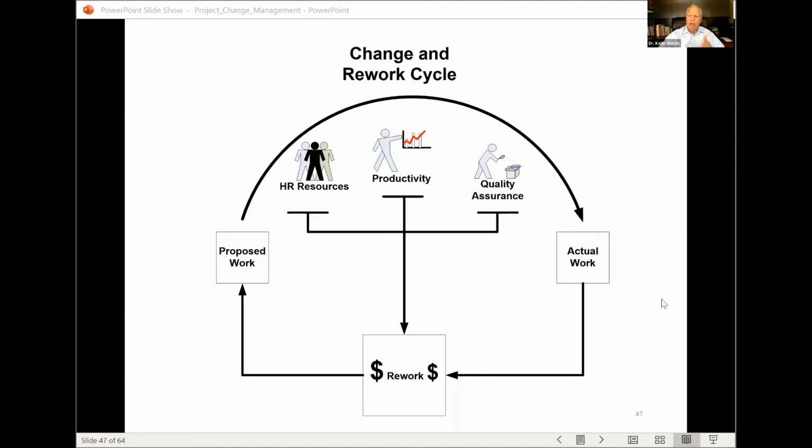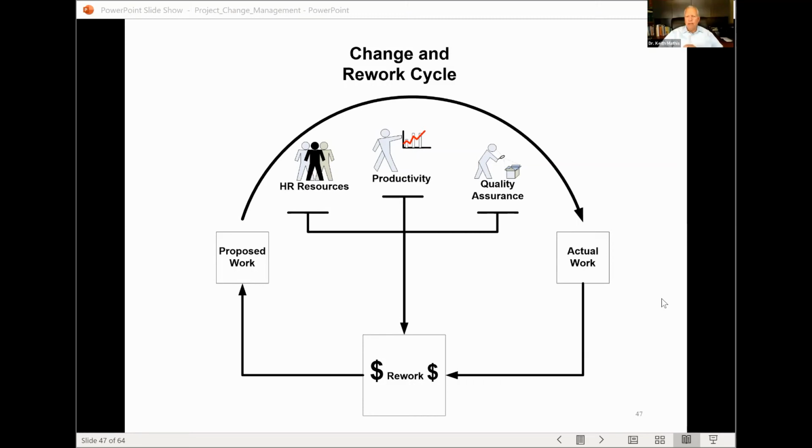With some of the rework that might have to happen, in the change and rework cycle, you're looking at the resources, the productivity, the quality assurance, and the actual work. And so this change and rework cycle makes a difference, especially when you're talking about a change order. Because if that change order was for rework, was it because of bad resources? Was it because of low productivity? Was it because of bad quality assurance? What's the reason we're having to do this rework right now? And what's the reason that rework happened in the first place?